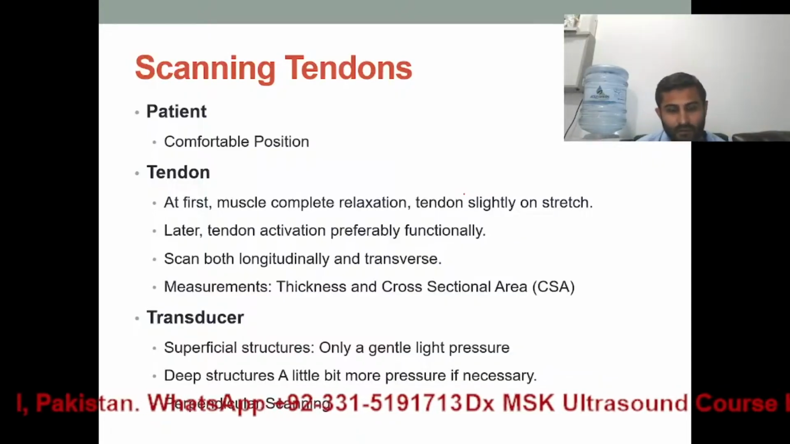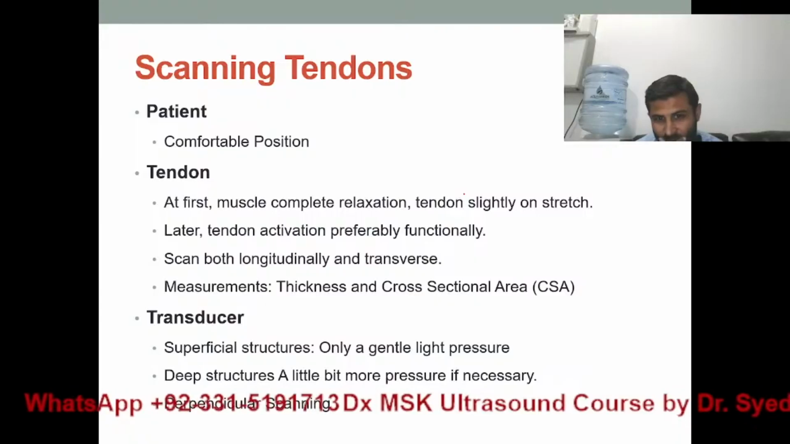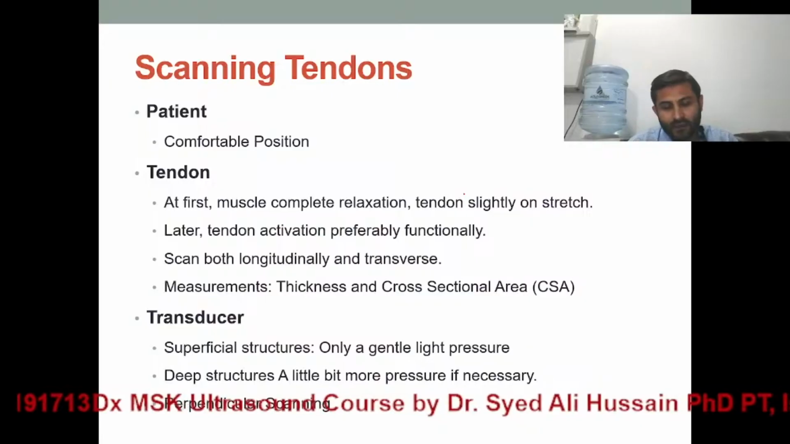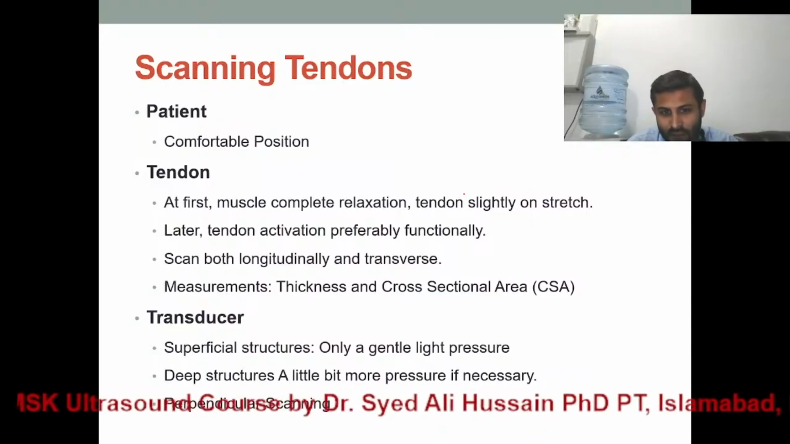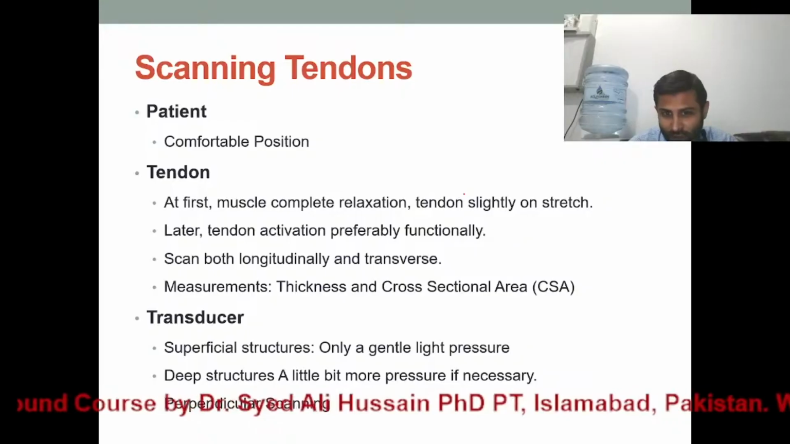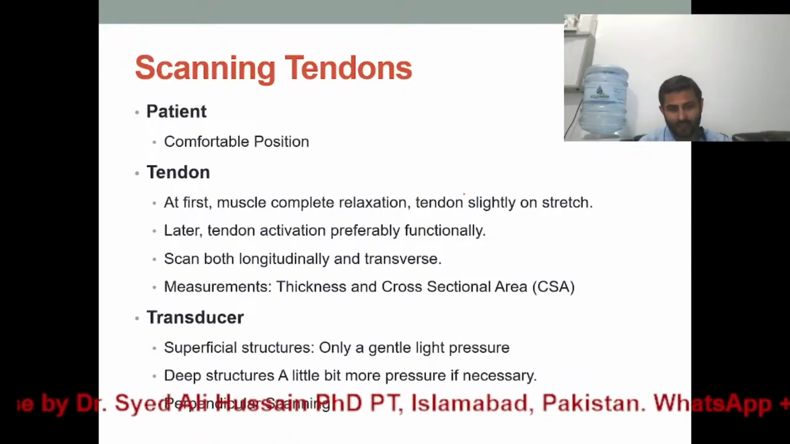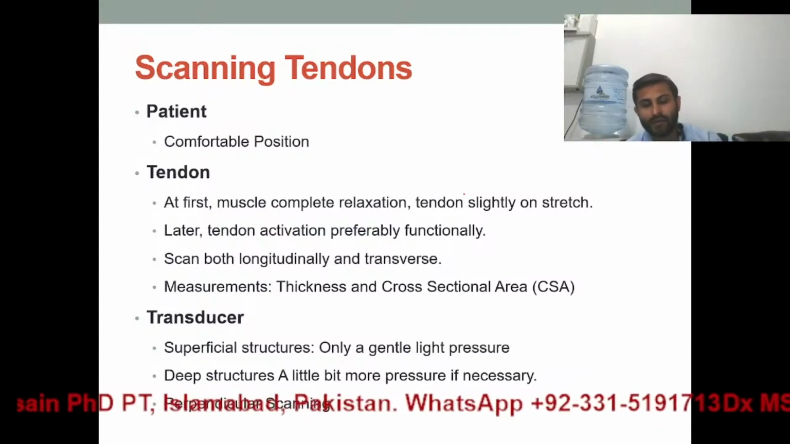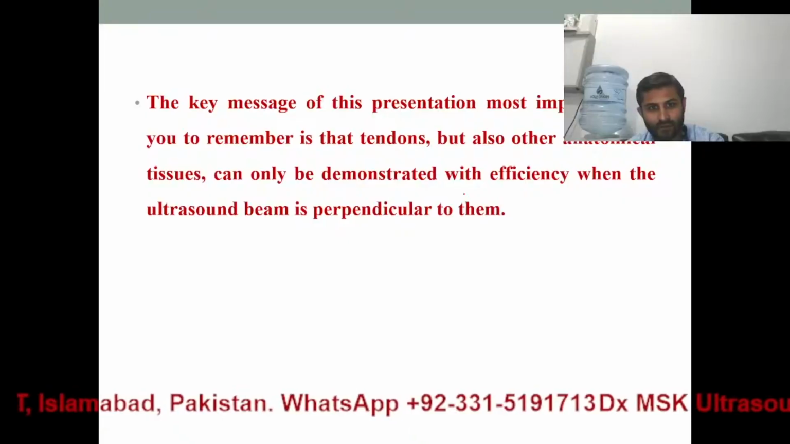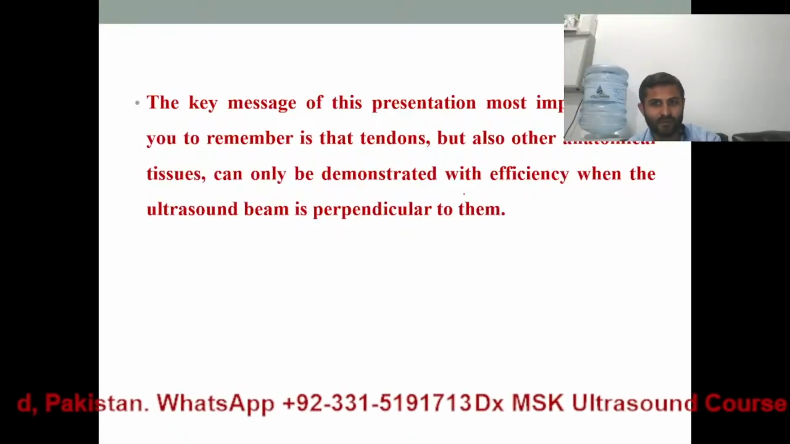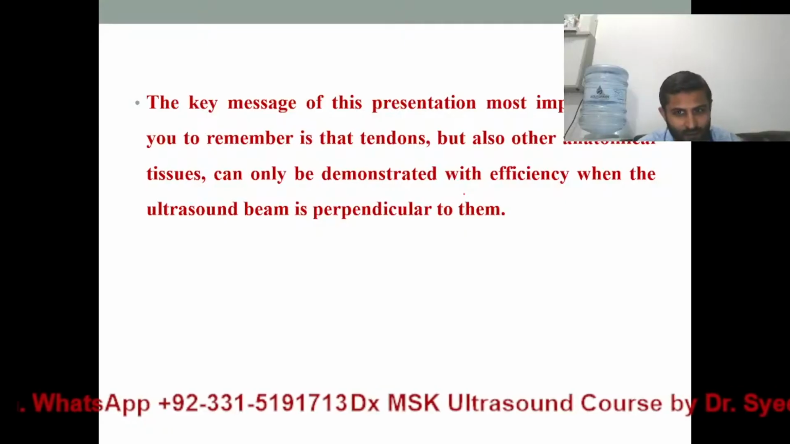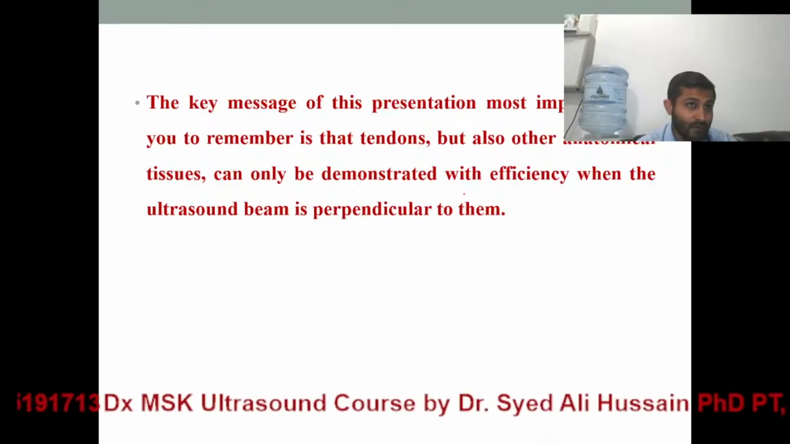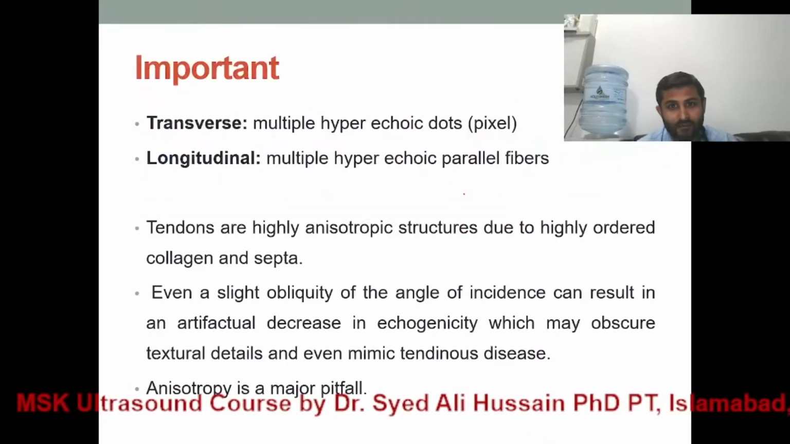So scanning position: the patient should be comfortable, and the tendon should be scanned using a bit of stretch. You can use an active contraction also, or isometric contraction. You need to scan both in the long axis and short axis, and you can measure the cross-sectional area. The transducer can use light pressure or deep pressure depending upon the area of interest. The key message is that tendons must be scanned using perpendicular scanning techniques.